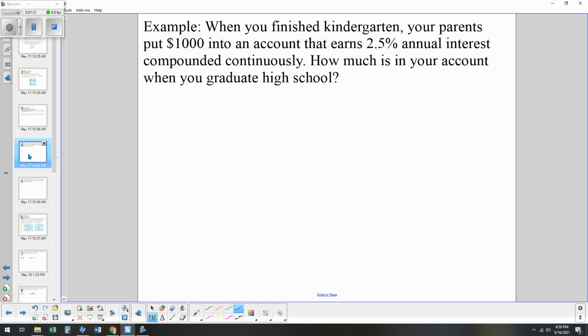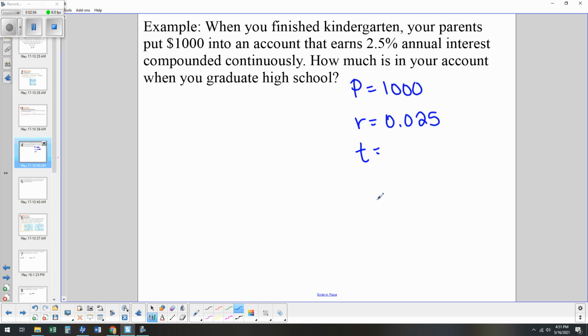So for our example here, when you finish kindergarten, your parents put $1,000 into an account that earns 2.5% annual interest compounded continuously. How much is in your account when you graduate high school? So we know a few things. We know our starting amount is 1,000. We know our rate was 2.5%, so if I move that over twice, it's 0.025.